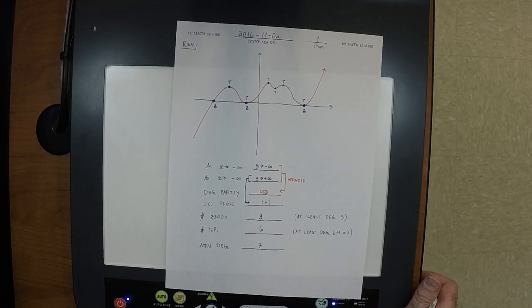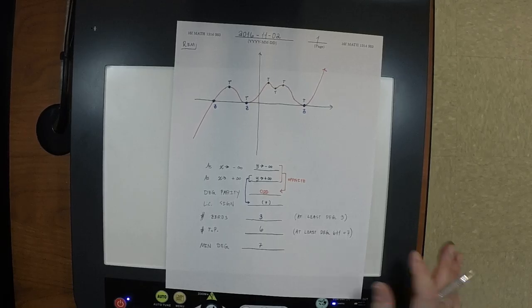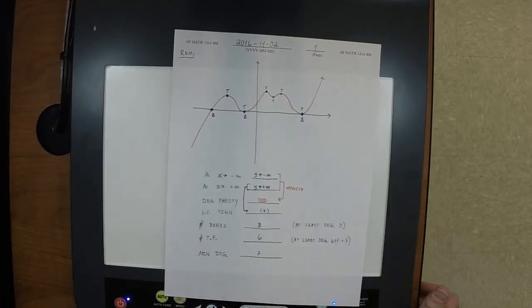So if it's not degree seven, then what might we check next? Nine. We might check nine. No sense in checking eight. It couldn't possibly be eight. And no, I don't expect you to be able to tell the difference between 7 and 9. It's not possible according to the information that you have. So any question about this? Okay.